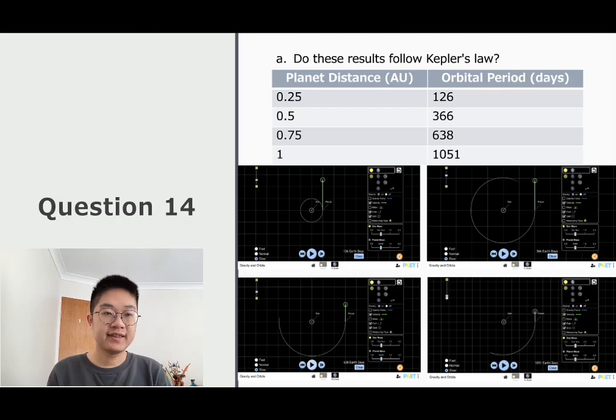For question 14, I analyzed the data using Kepler's third law. I noticed that as the orbital distance increased, the orbital period also increased linearly, which is consistent with Kepler's law. This shows that planets further from the Sun take much longer to complete their orbit.